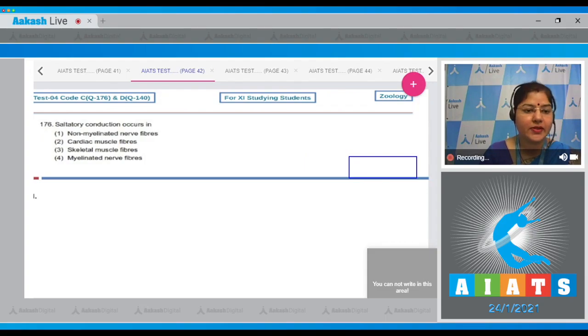Question number 176: saltatory conduction occurs in, and the options given are non-myelinated nerve fibers, cardiac muscle fibers, skeletal muscle fibers, and myelinated nerve fibers. In saltatory conduction of impulse, the impulse jumps from node to node, one node of Ranvier to another node of Ranvier, and nodes of Ranvier are present in myelinated nerve fibers. So the correct answer to this question is option number 4.